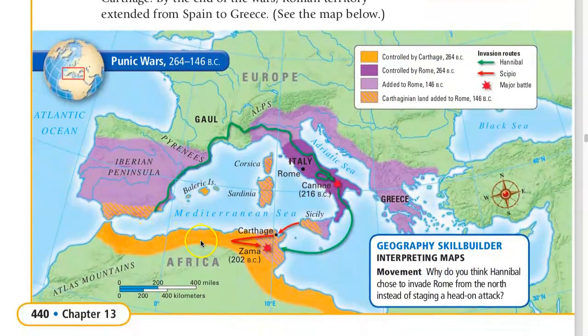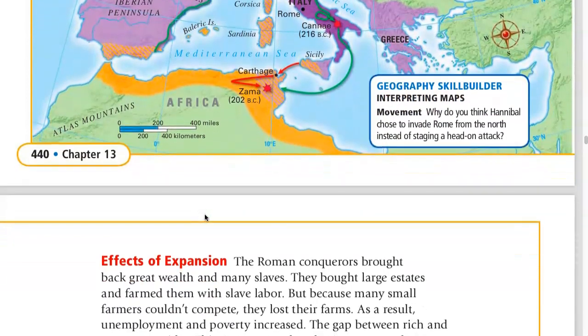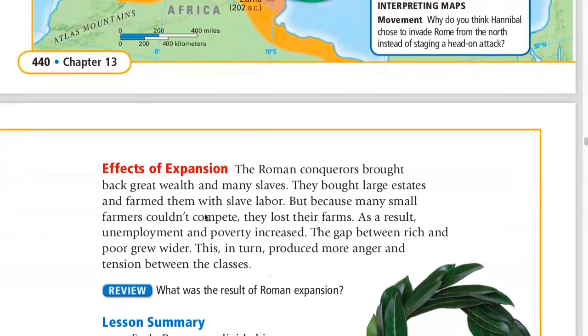So, there is the map of the wars. And Hannibal did have a base of operations in Spain. So the Carthaginians had some good territory before they were defeated.